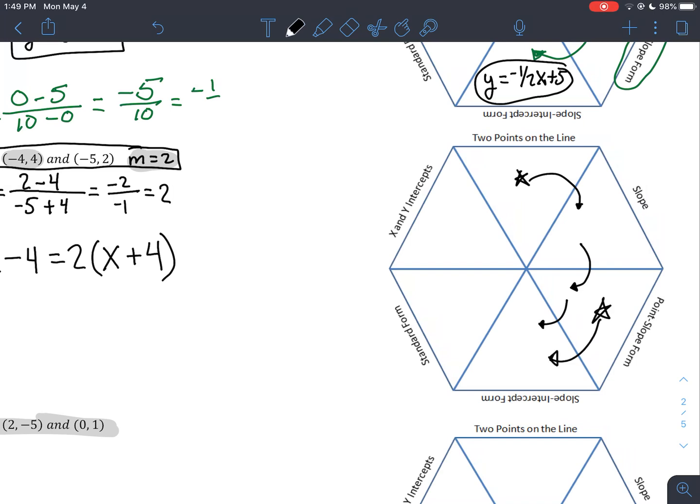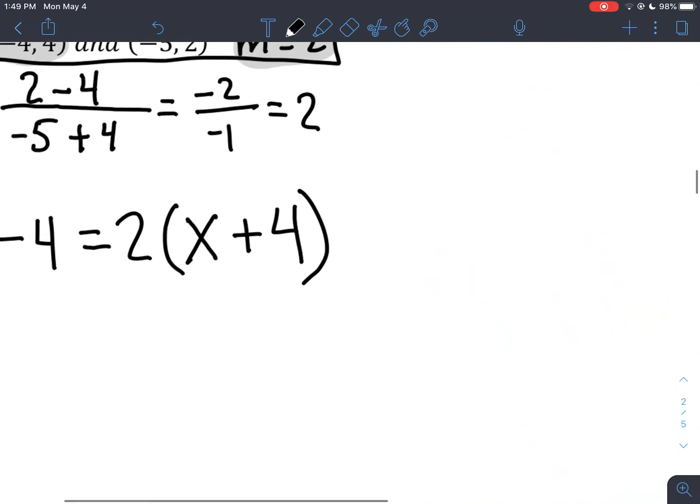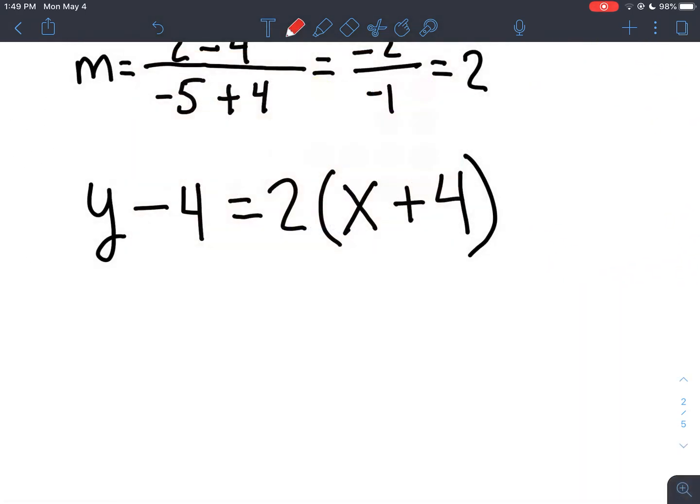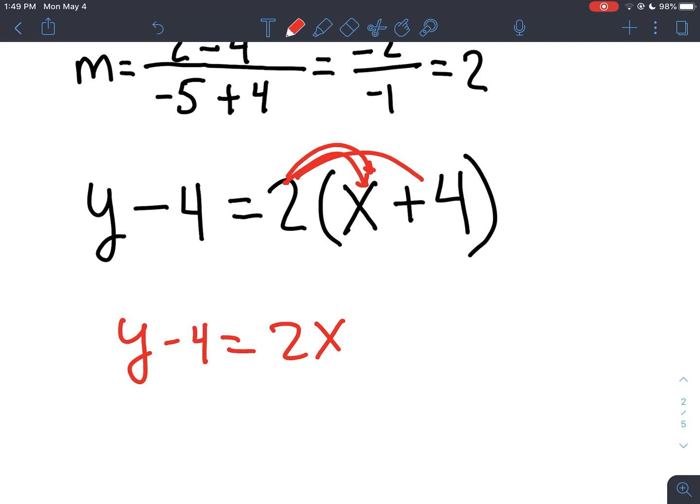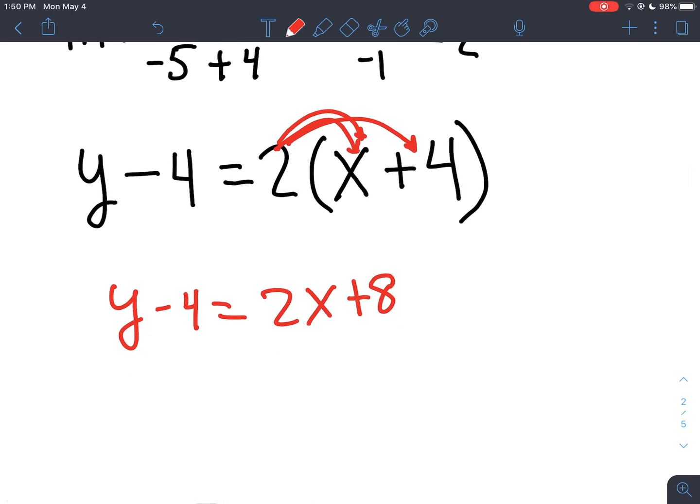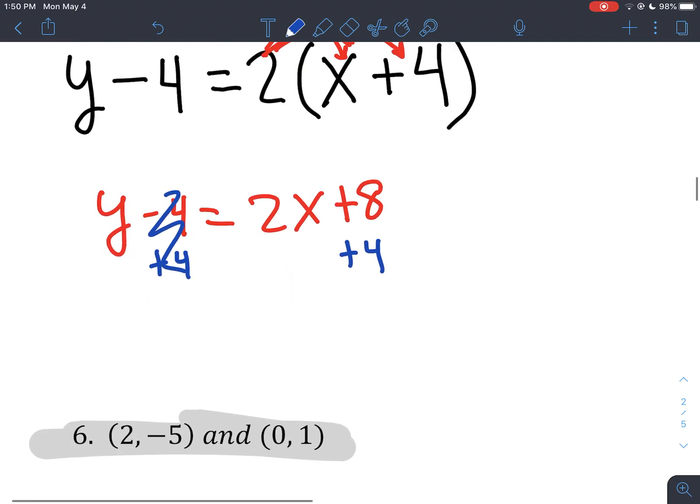And how are we going to do that? We talk about solving for y. Solve for y. Let's get that y by itself. Distribute the 2. So I got y minus 4 equals 2x plus 8. And now the y is not by itself yet, so I need to add 4 to both sides. So we're going to add 4 to both sides. That's going to get rid of that on the left side there. And we've got 2x plus 12.